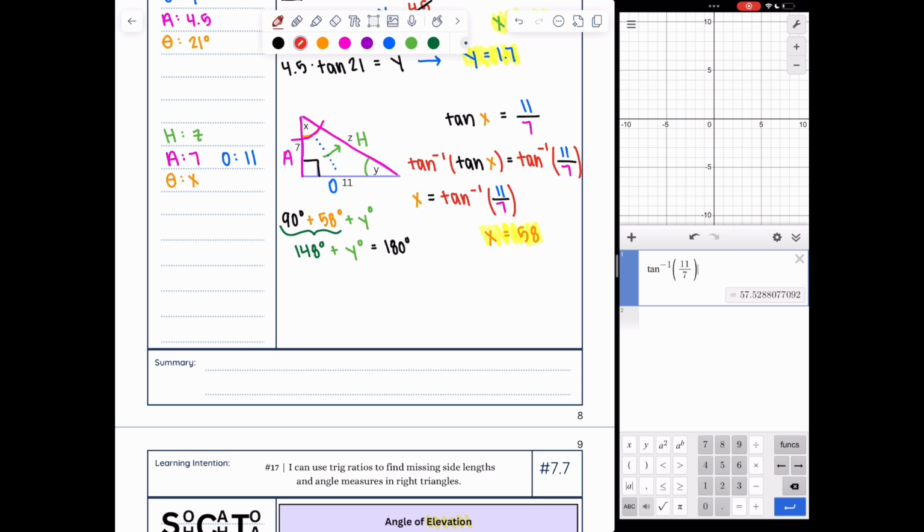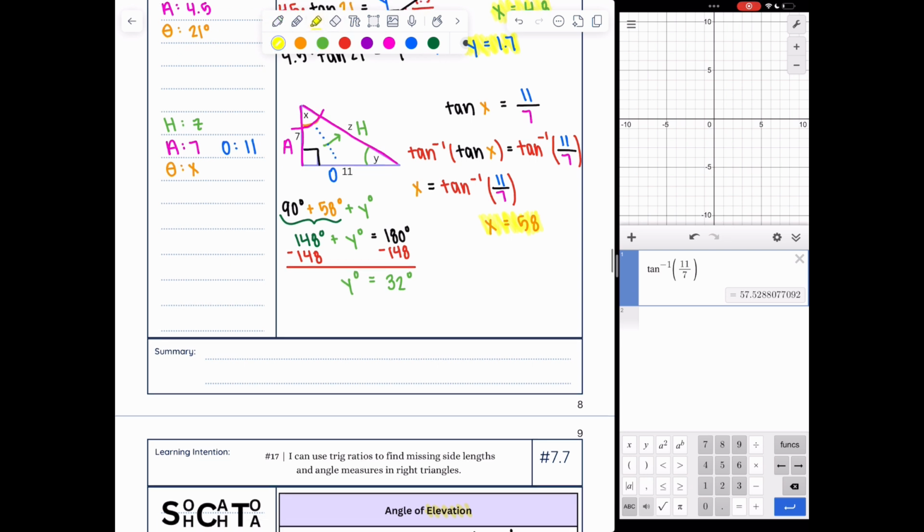So if I subtract and I do 180 minus 148, that's going to tell me how many degrees are left over for that third angle. If you wanted to, you could absolutely use tangent again, and this would be the inverse tangent of 7 over 11, and you should get pretty close to the same numbers as what I'm about to write down. 180 minus 148 is 32 degrees. So at this point, if I have a 58 degree angle in a right triangle, the other angle has to be a 32 degree angle.